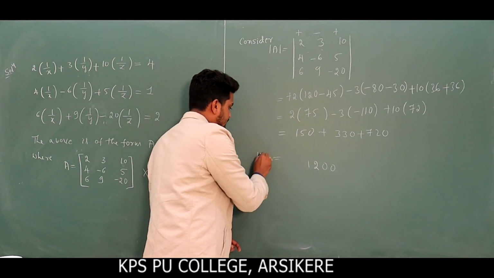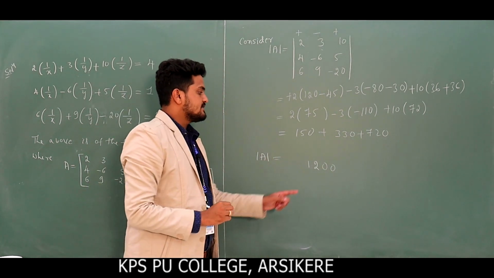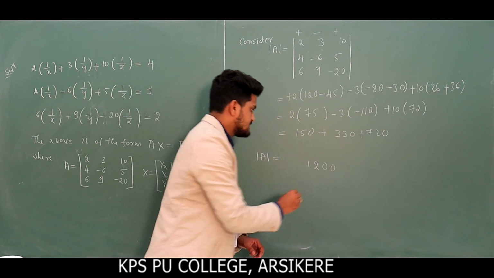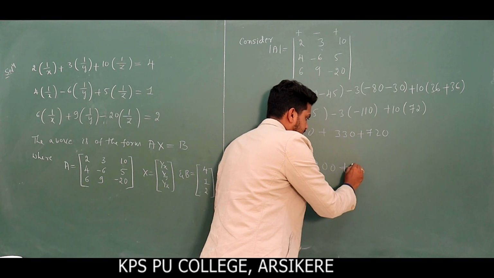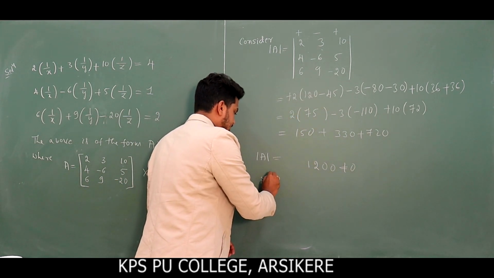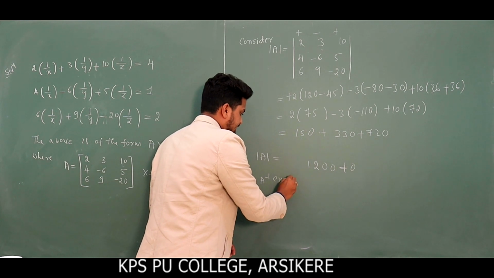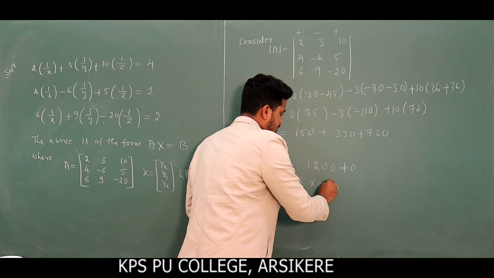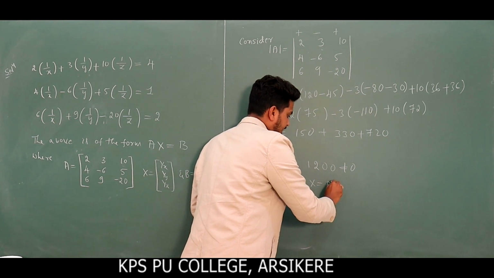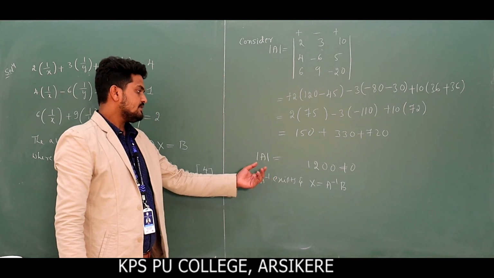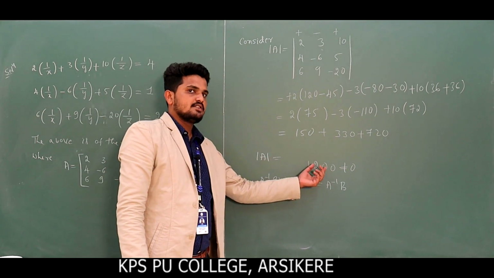This is the value of the determinant of A. So is 1200 equal to 0 or not equal to 0? It is not equal to 0. Clearly we can say that, therefore, A inverse exists and X is equal to A inverse into B. So here the equations have a unique solution.